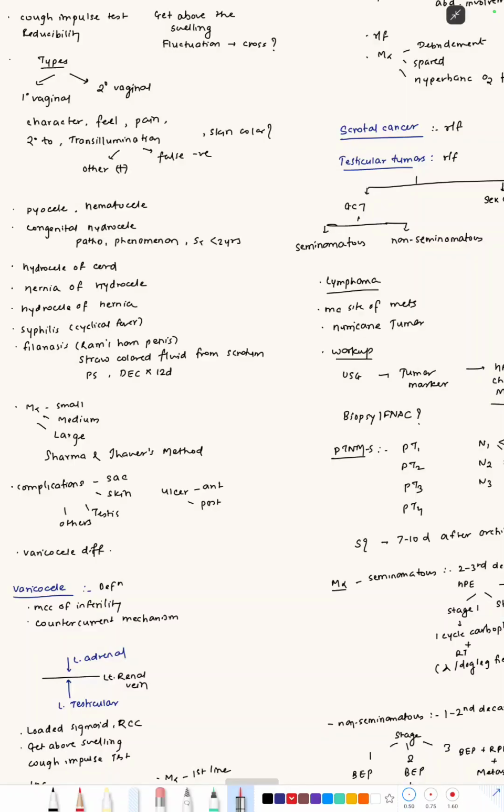Complications in the sac, it can lead to pyocele and hematocele. In the skin, it can lead to ulceration, also excoriation. Also, there are two types: anterior ulcer and posterior. Anterior is found in syphilis, while the posterior ulcer is found in TB.